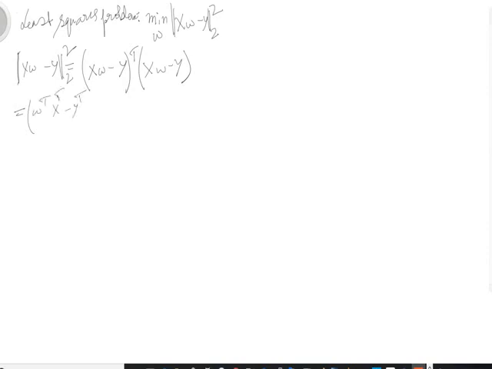Taking the product, we are going to get these four items. The first one being W transpose X transpose XW. The second one being W transpose X transpose Y. The third one being Y transpose XW. And the fourth one being Y transpose Y.